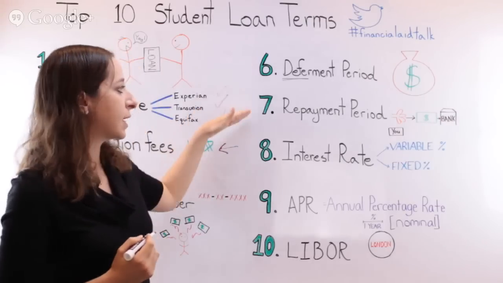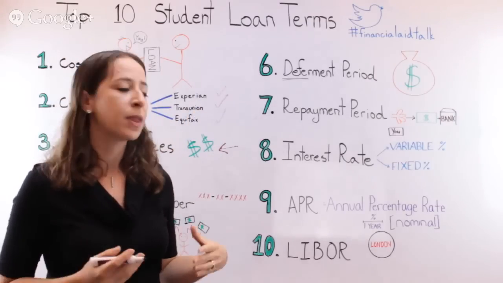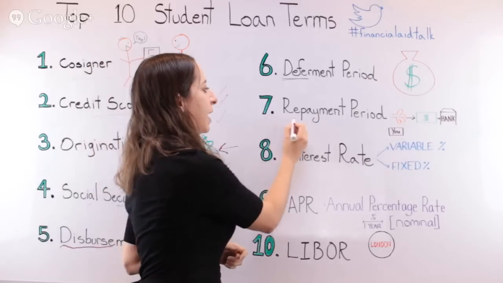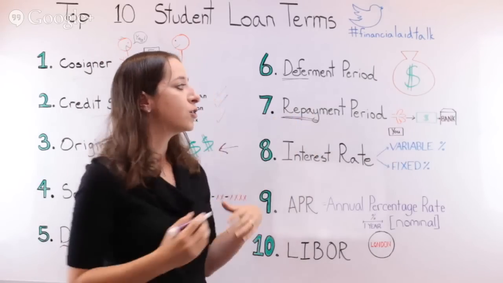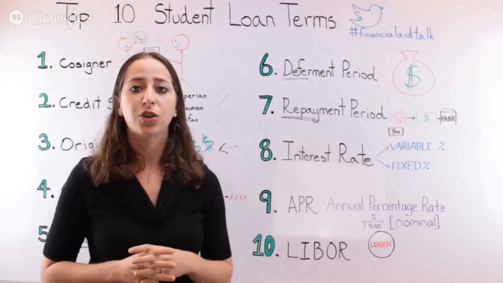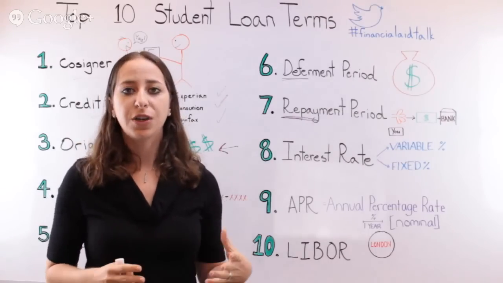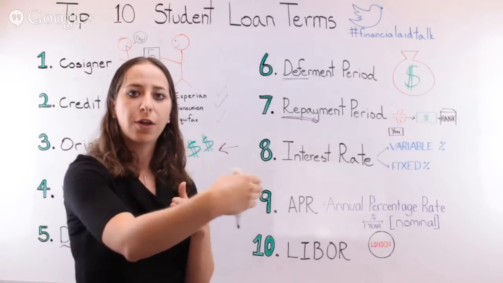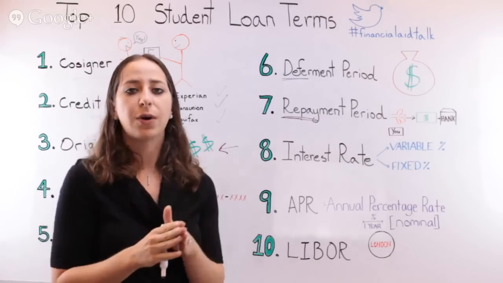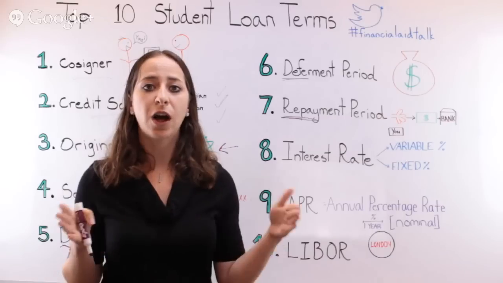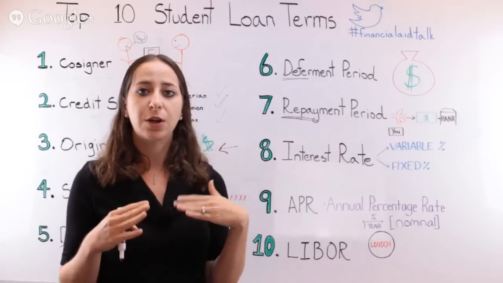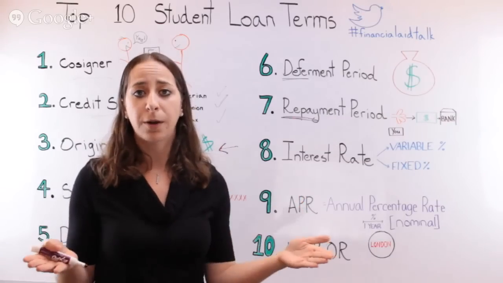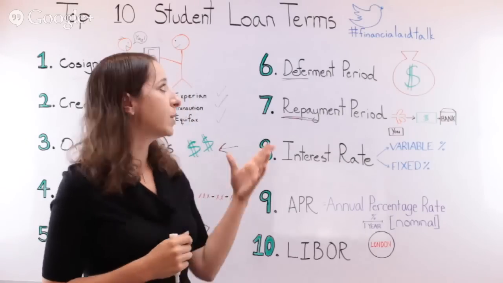Number 6 and number 7 really work together. When it comes to the repayment period, again, the key word here is repay. So that's when you're going to start paying back your student loan. Your repayment period is going to depend on how long those payments continue. It could be 15 years, it could be longer. So it's basically how long you're making those monthly payments. Now, again, same thing with the deferment period.